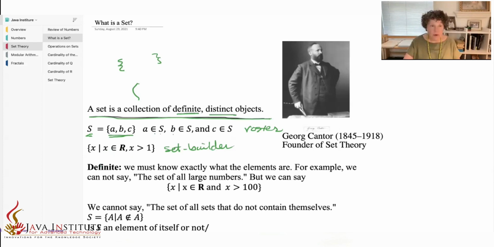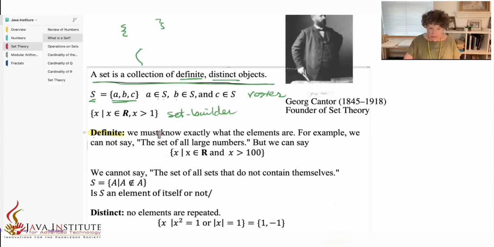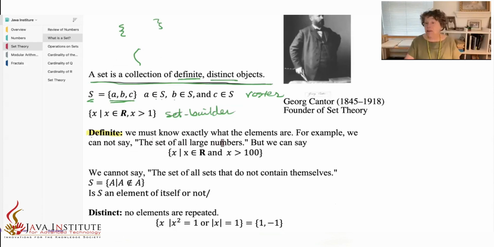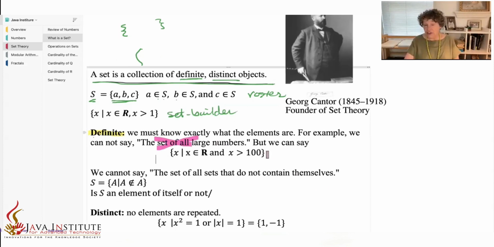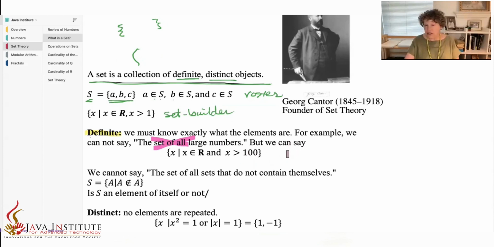Now, definite's an important thing here. Definite means we know what we're talking about. So if I say the set of all large numbers, that's not a set, because you might think 100 is large, and I might think, no, 100's not large, 1,000 is large. And then our friend might say, well, no, those aren't large numbers, 1,000,000 is large. So we have to know what's in the set. So here what we're doing is we're saying X is a real number and X is bigger than 100. So for sure, 200's in the set. 100.0001 is in the set. 100 is not in the set because it's not bigger than 100. 99 isn't in the set. So it has to be definite.